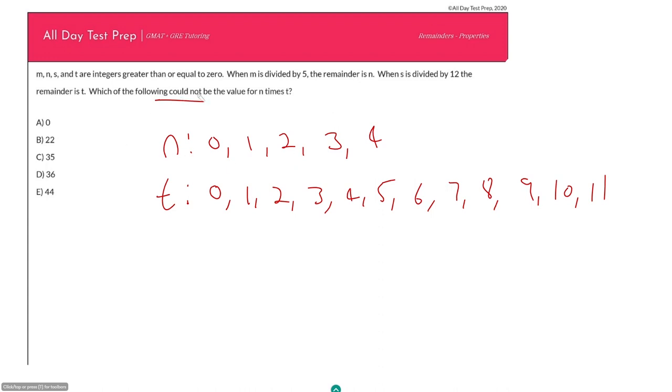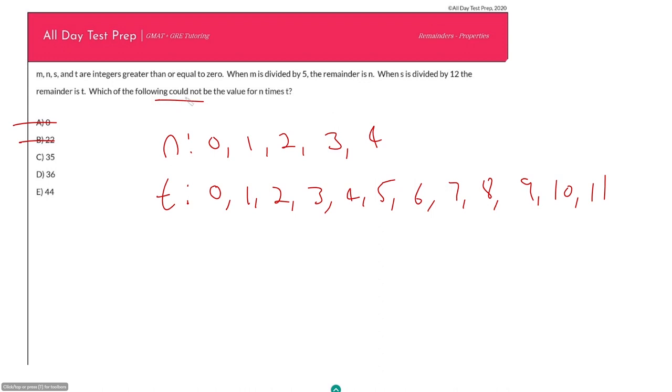And so which of the following could not be the value for N times T? So could our remainder be equal to 0? Absolutely. If N is equal to 0, then T can be pretty much any one of these possibilities, and that would give you a product of 0. What about 22? I see if N is 2 and T is 11, that should work. So 22 is a possibility.